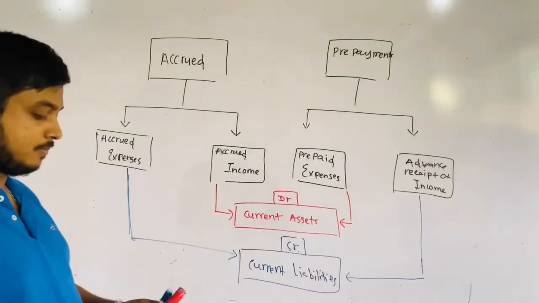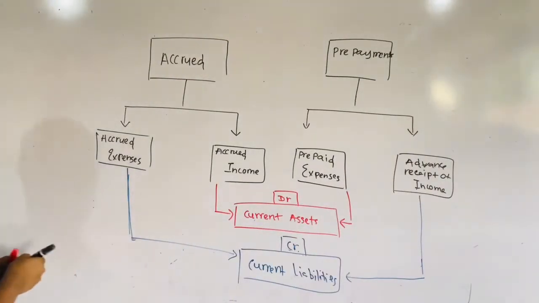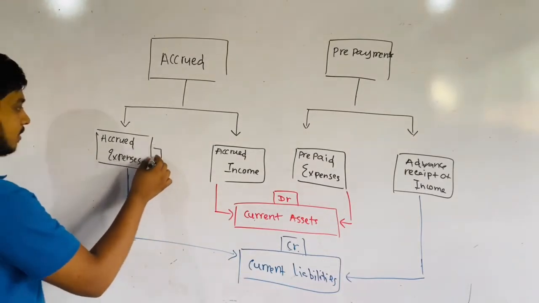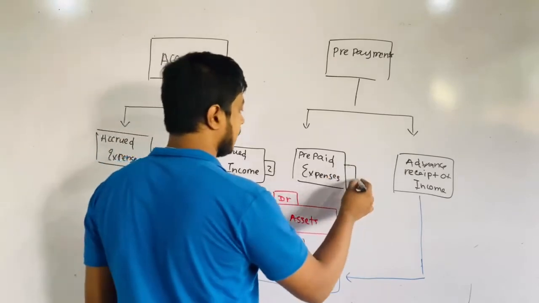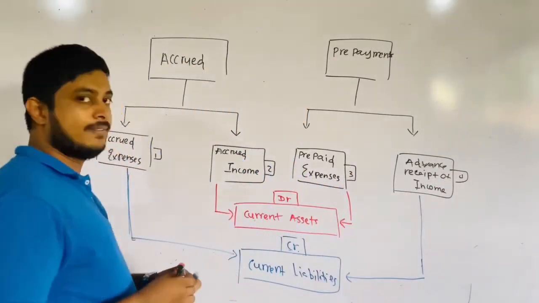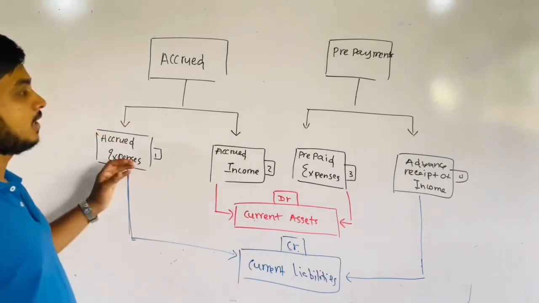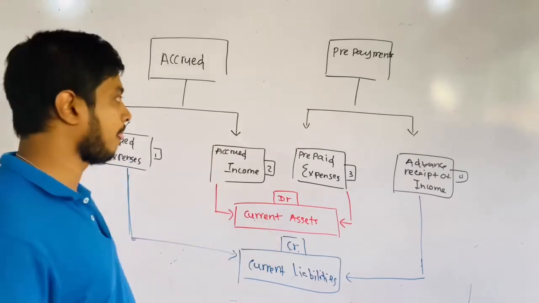I will name these adjustments 1, 2, 3, 4. This is the first adjustment. This is the second adjustment. This is the third adjustment, and this is the fourth adjustment. So today we are going to discuss these four adjustments under accruals and prepayments.